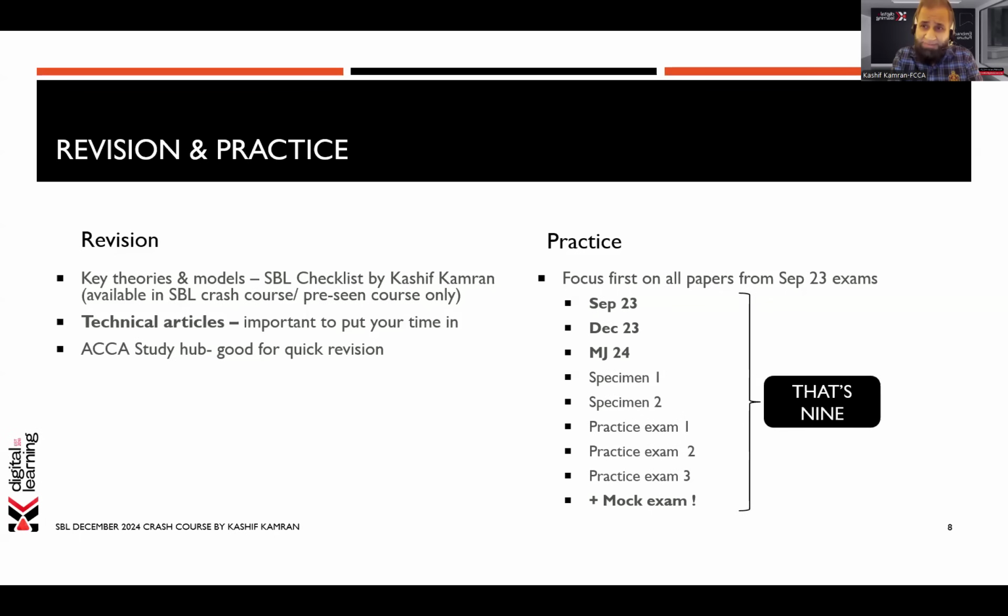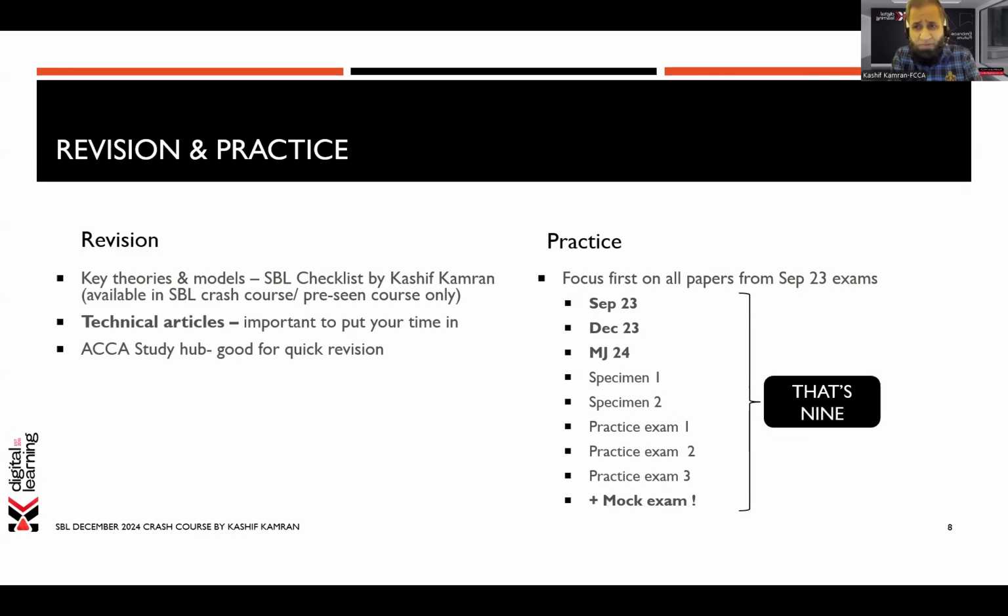Revision and practice. On the left-hand side is the revision. On the right-hand side is the practice. Let's first focus on the left-hand side and look at revision. You need to revise the key theories and models. There are plenty of theories and models you have in the whole SBL syllabus under the 8 syllabus areas. I have prepared my own SBL checklist, which covers 62 or 61 main theories and models.